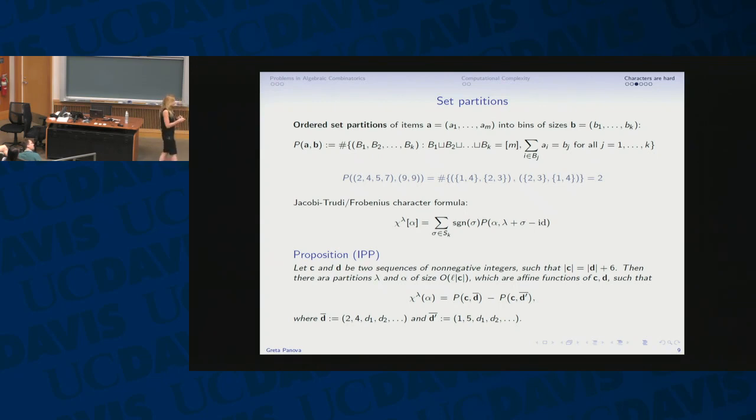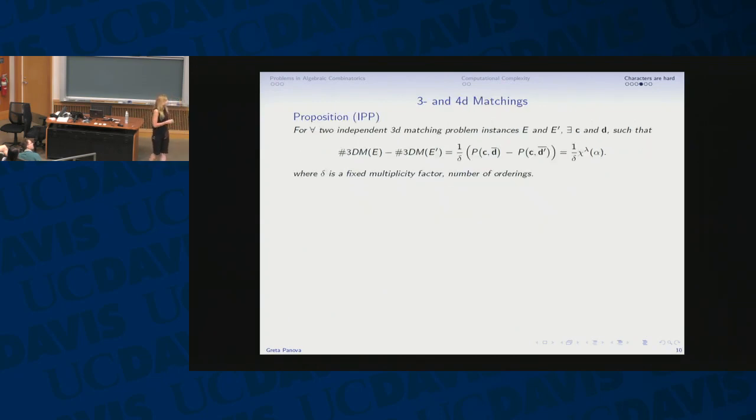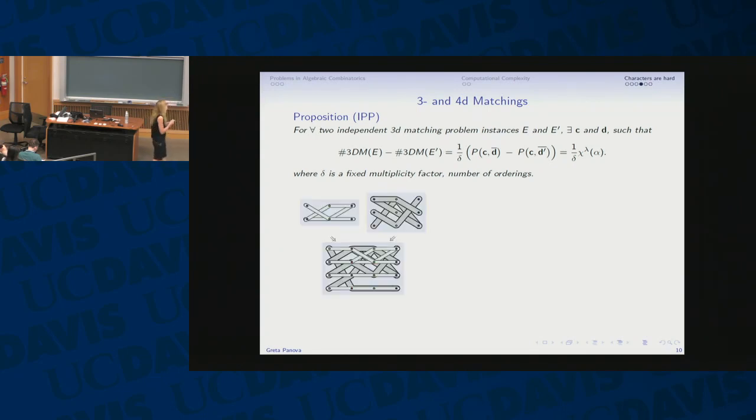Okay, so what do we do with this? We go from set partition problem into a 3D matching problem. So what this is telling us is that if we take two 3D matching problem instances completely independent of each other, we can find these C and D sequences as before, so that the difference of the number of 3D matching is proportional to the difference of this ordered set partition, in particular the character. How do we do this?